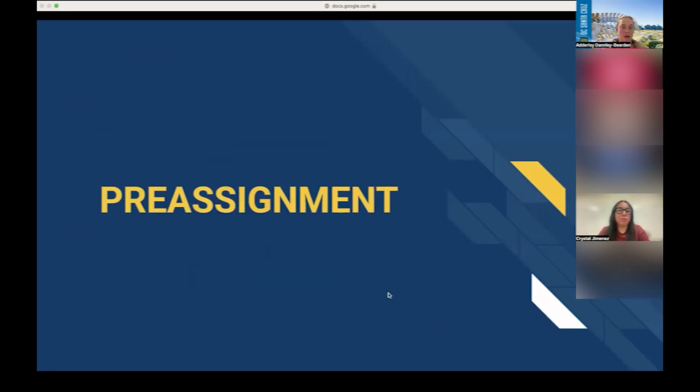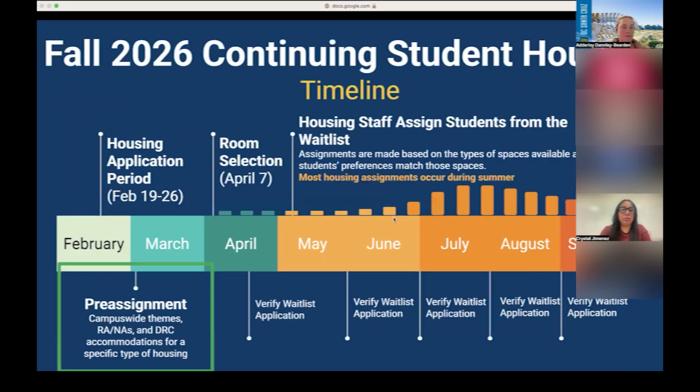So moving along to the pre-assignment process and how it works. It's early March when the pre-assignment process is occurring, and that's for the campus-wide themes that Gabriella went over, as well as when we assign the NAs and RAs and their roommate groups to their apartment spaces and res hall spaces, as well as DRC accommodations for students that have housing accommodations specifically.